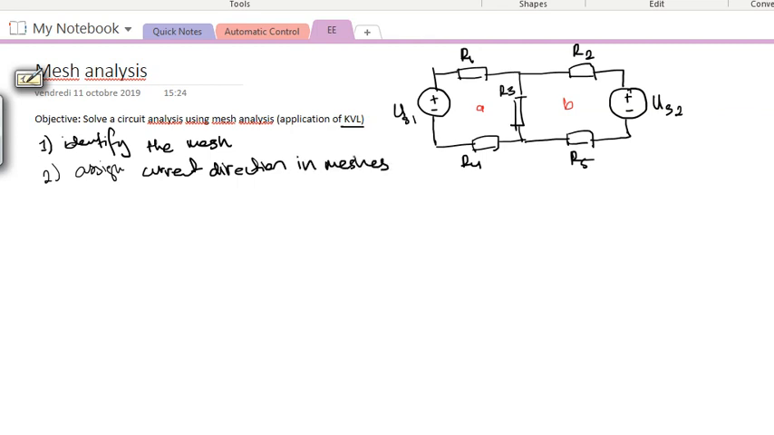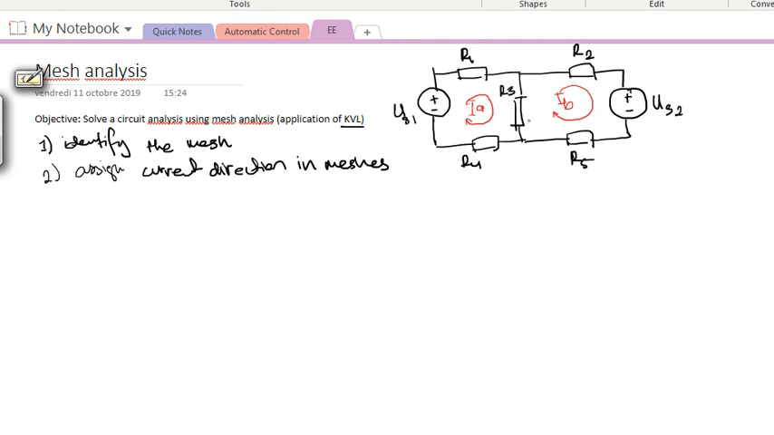So how do we assign the current in these meshes? It is arbitrary, so you can choose whatever direction you want, because later when we do the calculation, it will correct itself, right? The usual practice is to take a clockwise direction. We say that current IA circulates in this mesh in a clockwise direction. And then there's another current that circulates in this mesh, also arbitrarily clockwise, and this is the current I assign as IB. So we have assigned the direction of current.